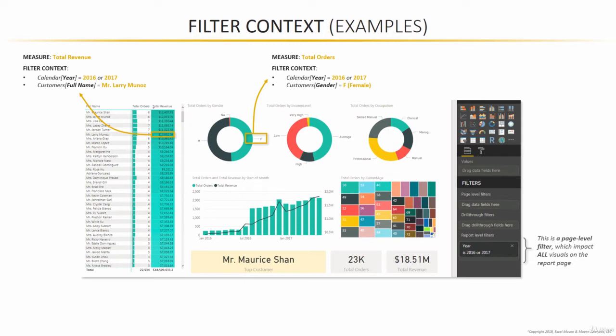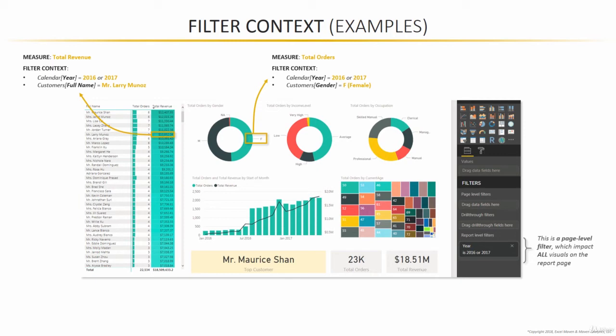Let's look at another example here. Now we're not looking at an actual numerical value, we're looking at a component of a chart, which is built from a value. In this case, this is a donut chart that's tracking total orders by gender. So the measure driving this segment of the donut chart has filter context of year equals 2016 or 2017, because remember, all visuals, all charts, all numbers in this report will be subject to that report level filter.